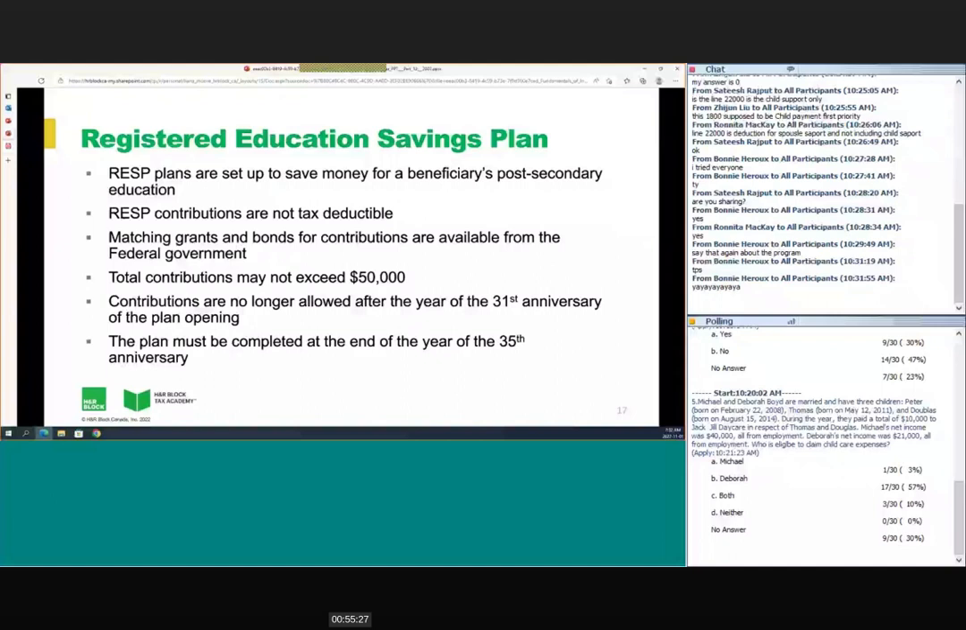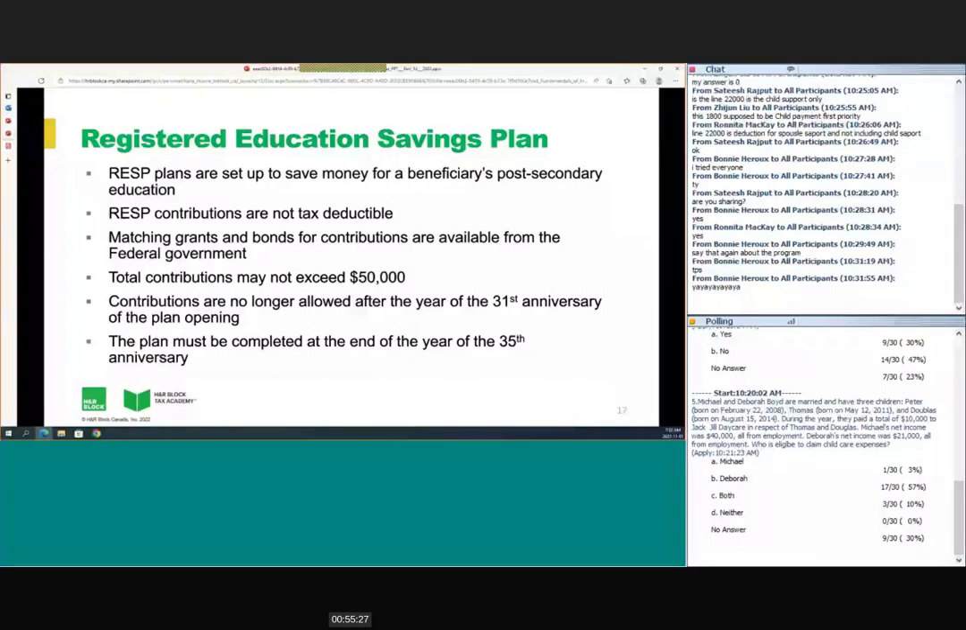Registered Education Savings Plan. I'm sure most of you have heard of this, the RESPs. Again, we're going to talk about them, but a lot of the detail is not something that you're going to see in the office, and you're certainly not going to be tested on it because our job here is not to sell registered education savings plans. However, we will have to report the income and understand where a student's income is coming from. RESP plans are set up to save money for a beneficiary's post-secondary education. Your contributions are not tax deductible, which is why when you set up an RESP, it's not going to impact your tax return.